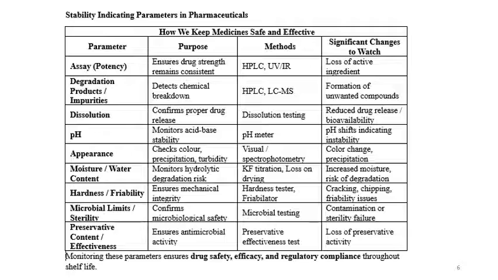Here I have enlisted all the three things: stability indicating parameters, methods, and the significant changes. So for example, it is assay. The purpose is to ensure the drug strength remains consistent. Methods are HPLC, UV, or IR. Then the significant change will be loss of active ingredient. Then degradation products, dissolution, pH, appearance, moisture content, water content, hardness, friability, microbial limits, sterility, preservative content, effectiveness. These are all the tests for the stability indicating parameters.